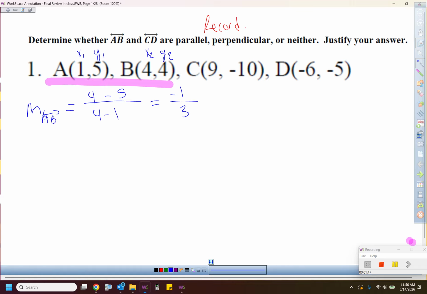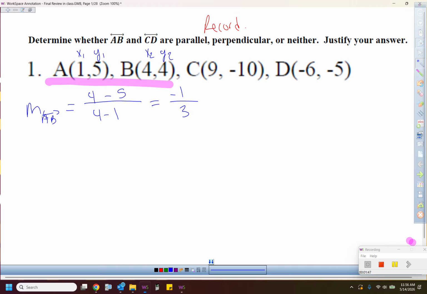Now, before we find the slope of line CD, let's talk. If these lines are parallel, what should the slope of line CD turn out to be, knowing that AB's slope is -1/3? What does it have to be? It's parallel. The same, -1/3. What about if they were perpendicular? Who is the opposite reciprocal of -1/3?